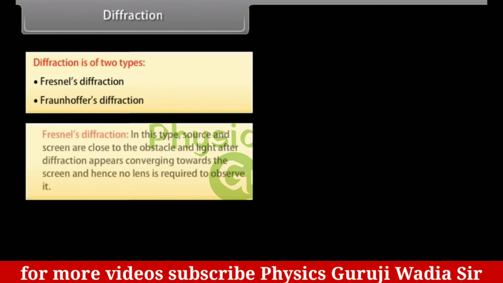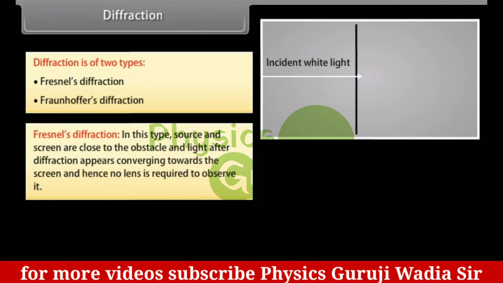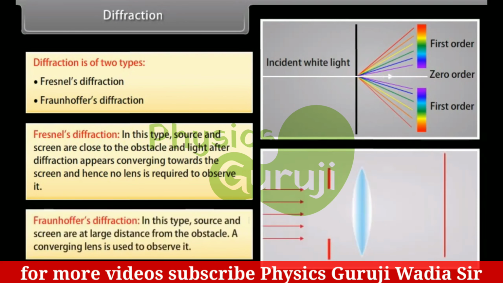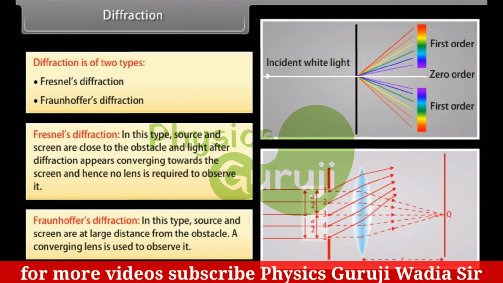Diffraction is of two types: Fresnel's diffraction and Fraunhofer's diffraction. In Fresnel's diffraction, source and screen are close to the obstacle and light after diffraction appears converging towards the screen, and hence no lens is required to observe it. In Fraunhofer's class, source and screen are at a large distance from the obstacle. A converging lens is used to observe it.